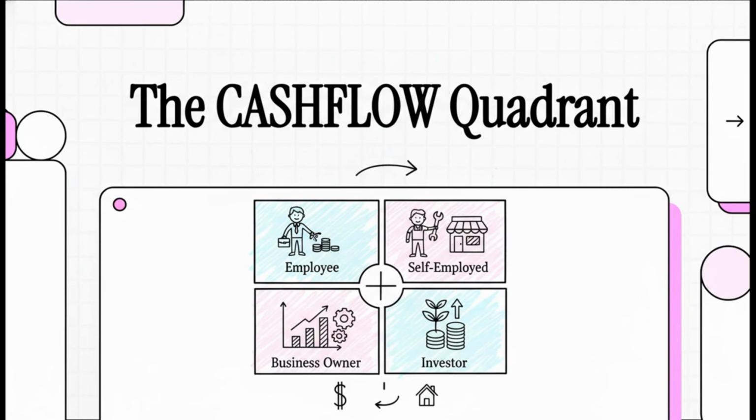All right, let's dive into one of the most powerful financial ideas out there, coming straight from Robert Kiyosaki's legendary book. It's called the Cashflow Quadrant. It's a simple idea, but trust me, it's one that has totally changed the game for millions of people when it comes to how they think about money, work, and their future.